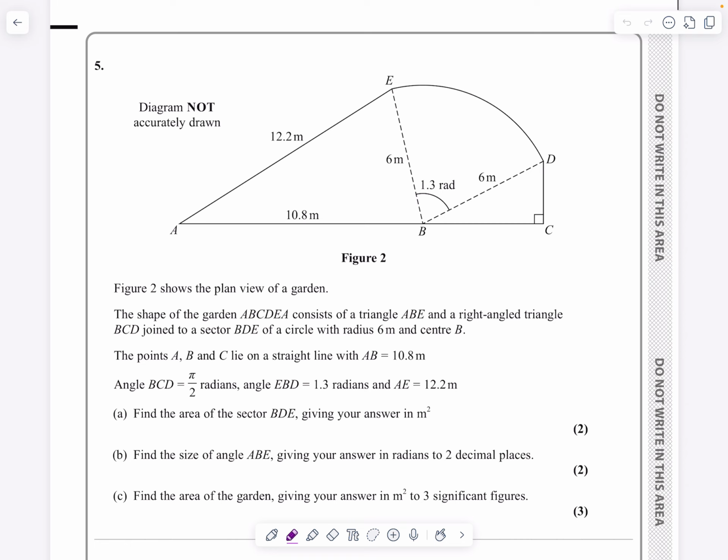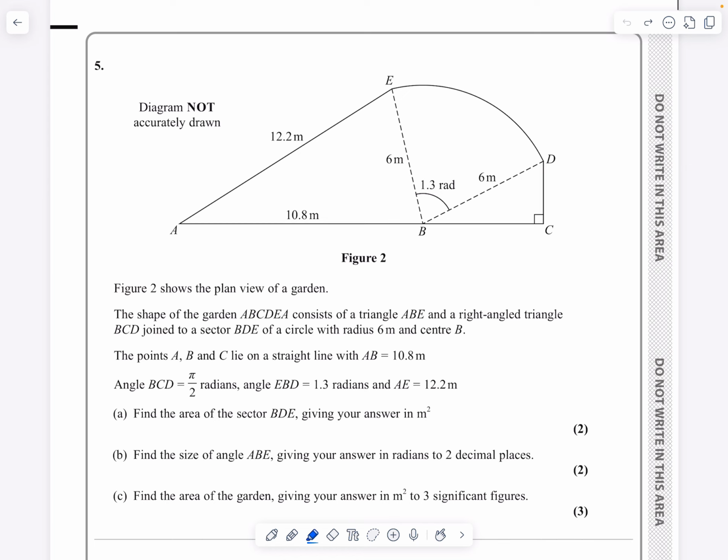Tells me that we've got basically a right angle triangle here, we've got a sector there, and then we've got another triangle here. That's not a right angle triangle. ABC lie on the line with AB equal to 10.8. The radius there is equal to 6. They've told me the angle there. They've told me the length there. Okay, so no extra information particularly as I read through it.